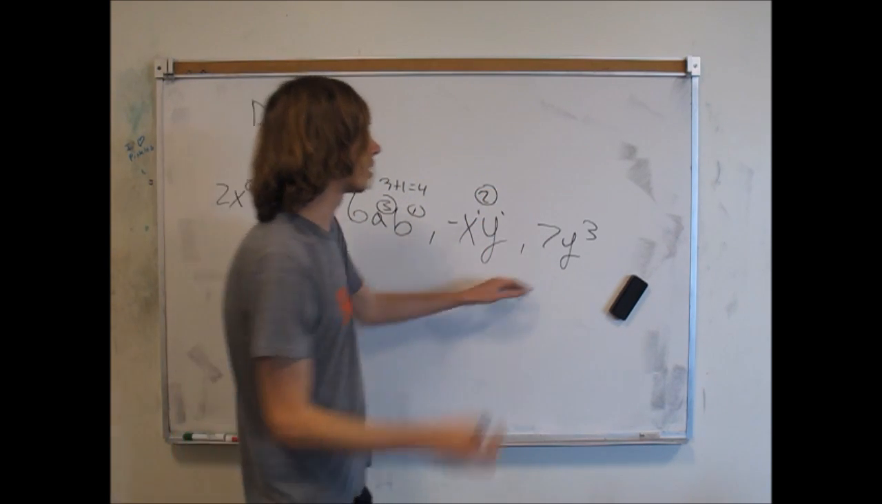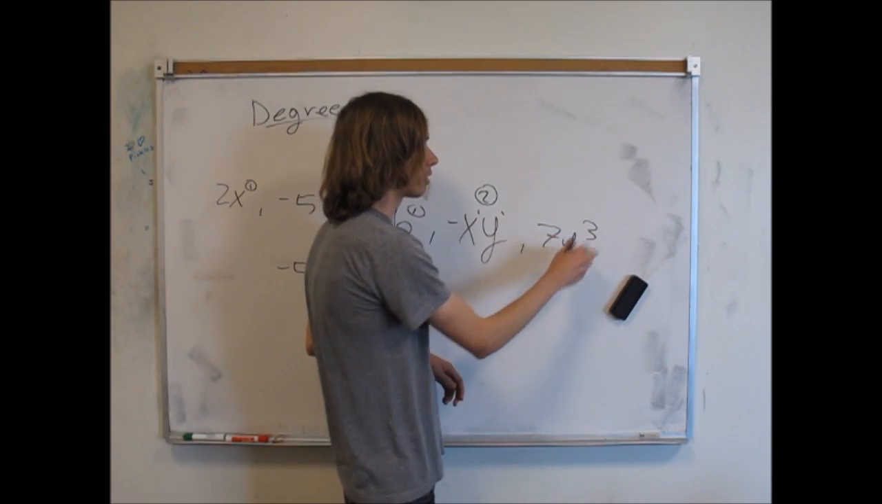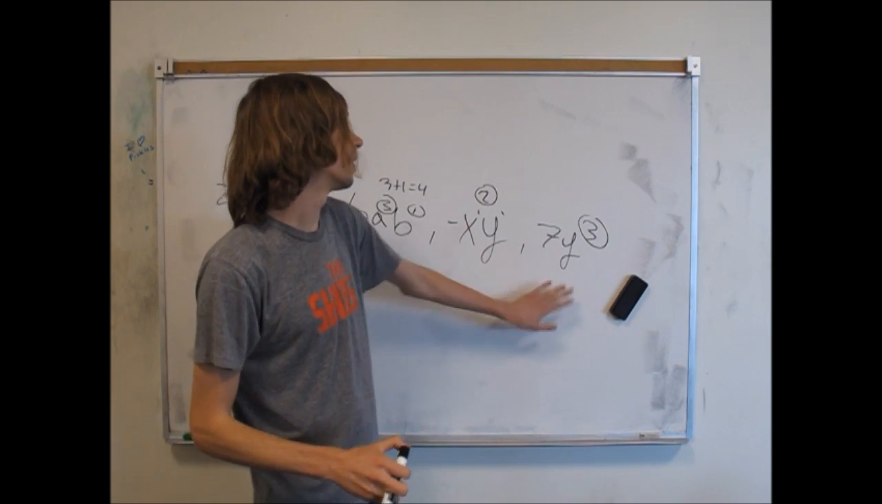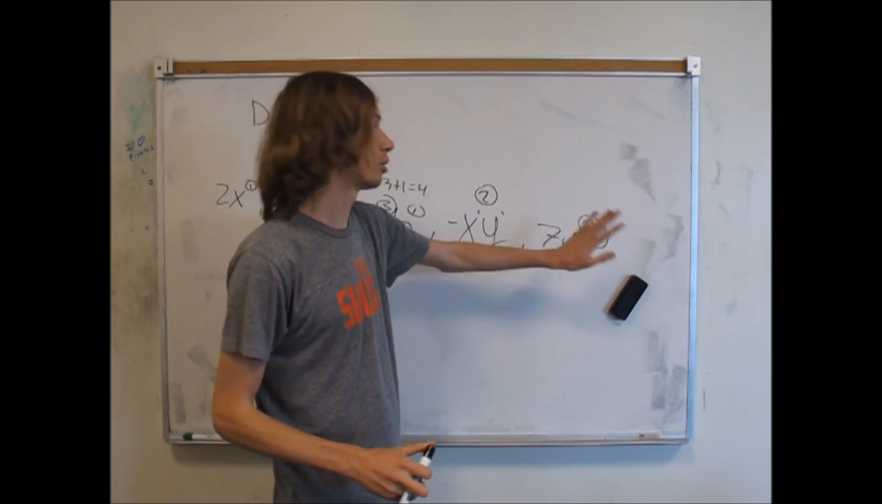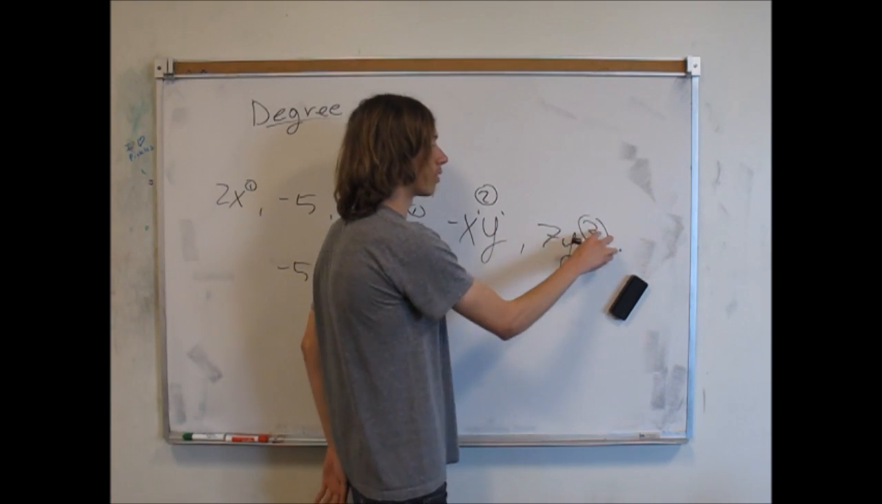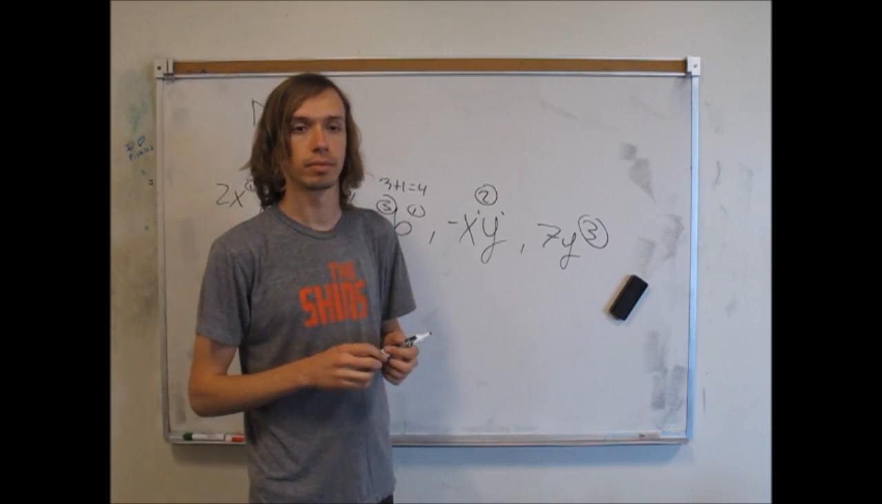Alright, last one right here. This says 7y cubed. There's only one variable here, and the power on it is a 3, right? That's the exponent. So we don't have to add up the exponents because there's only one variable. We're just left with a degree of 3. So that's what the degree of a monomial is.